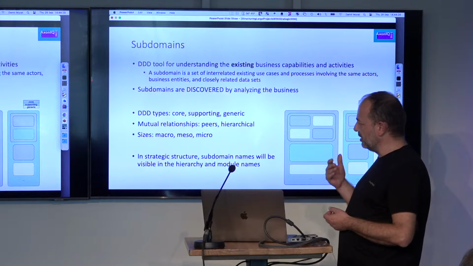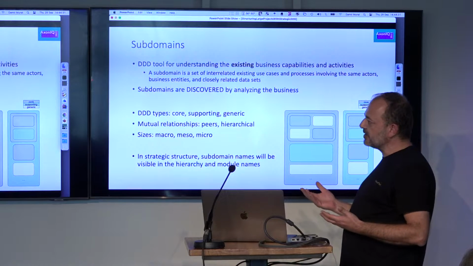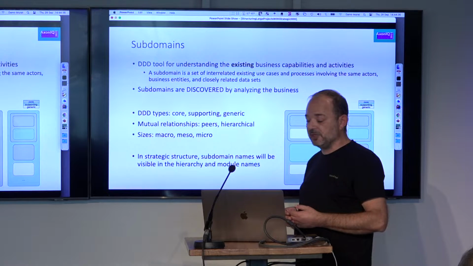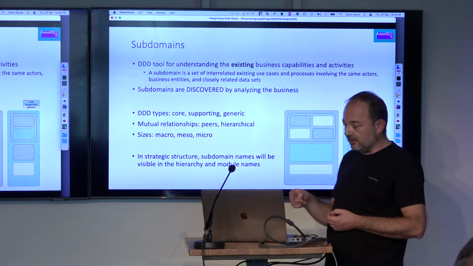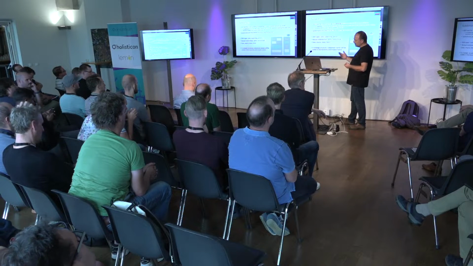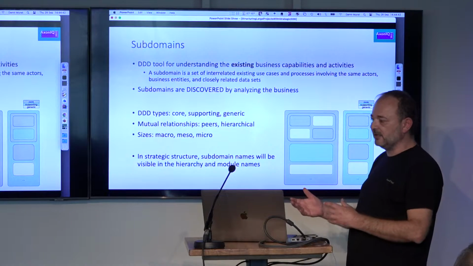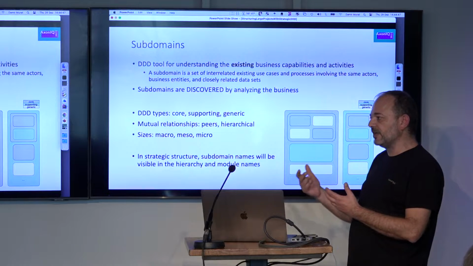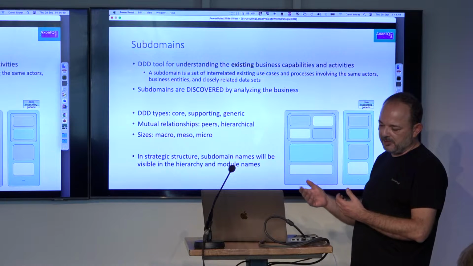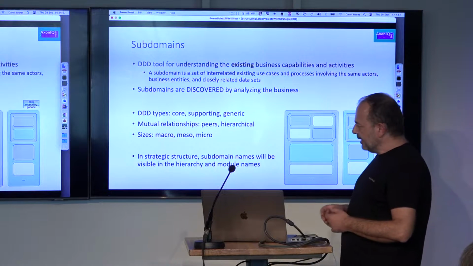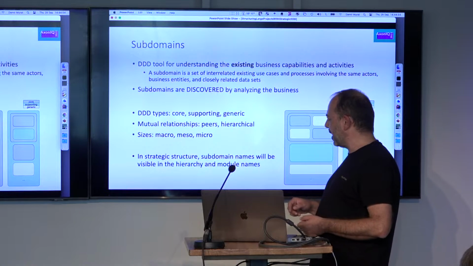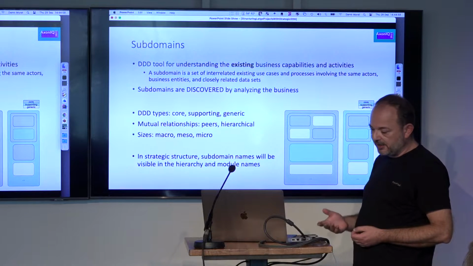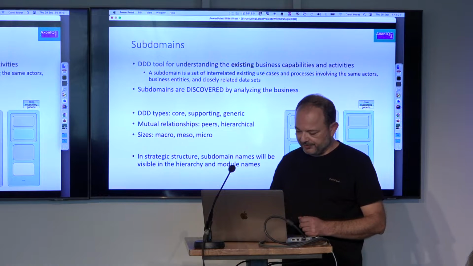Regarding mutual relationships, subdomains can be peers or they can be nested. And regarding the size, they can be large, medium, or small. All those aspects you have to take into account when you are analyzing the business and when you are trying to assign subdomains later to their corresponding bounded contexts. In that strategic structure that we are trying to build, subdomain names will be visible in the hierarchy and also in the names of modules.